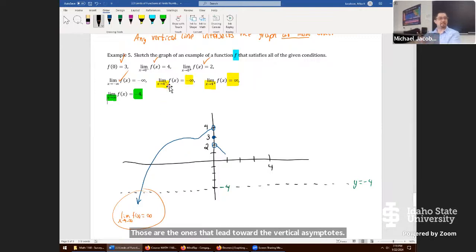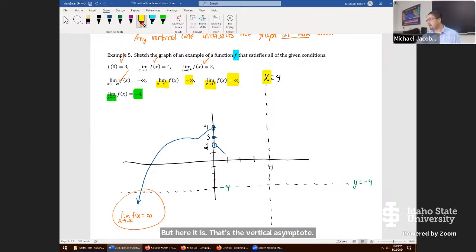I keep saying vertical asymptotes. It's just one because it's a single-sided limit here and here. But here it is. That's the vertical asymptote. Its equation would be x equals 4. And I'll highlight this one in yellow to say that vertical asymptote exists because of this. One or the other is enough to cause it.